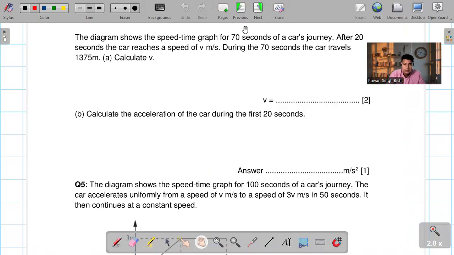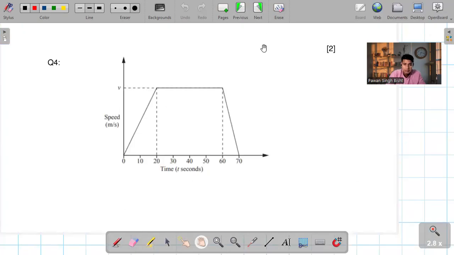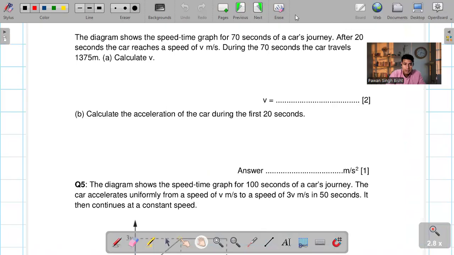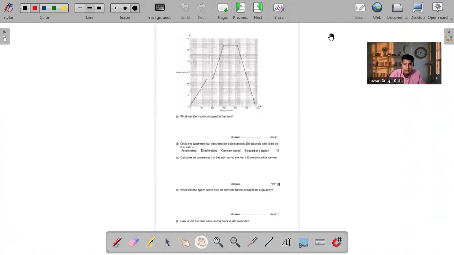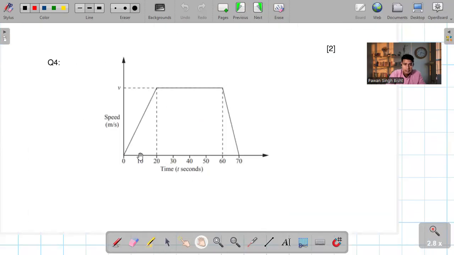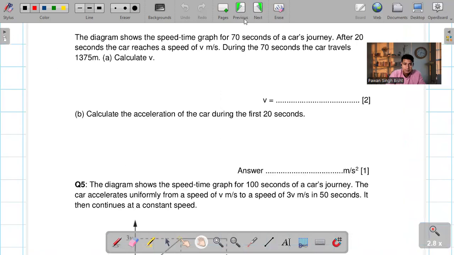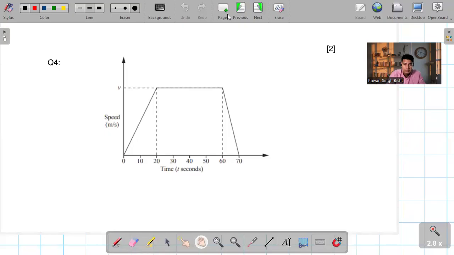The speed-time graph is given for 70 seconds of a car journey. This is the 70 seconds of the car journey, and after 20 seconds the car reaches a speed of v. During the 70 seconds, the car travels a total of 1375 meters. Generally in all the questions we calculate the distance, but here we have been given the distance and you have to find the unknown v.